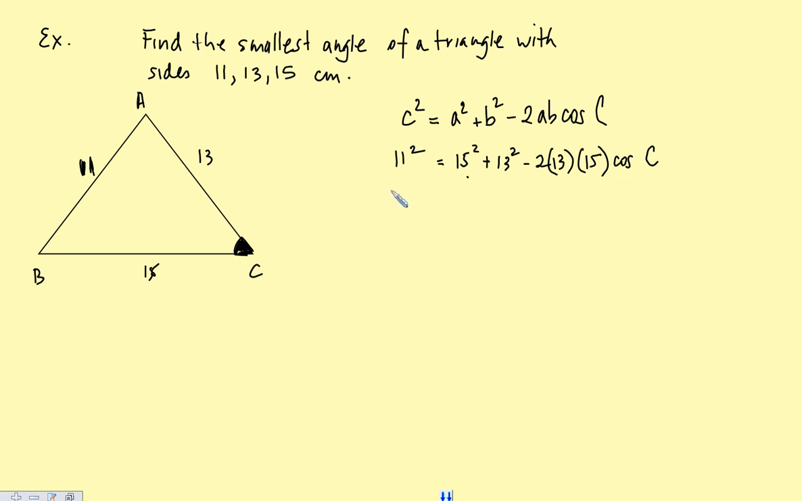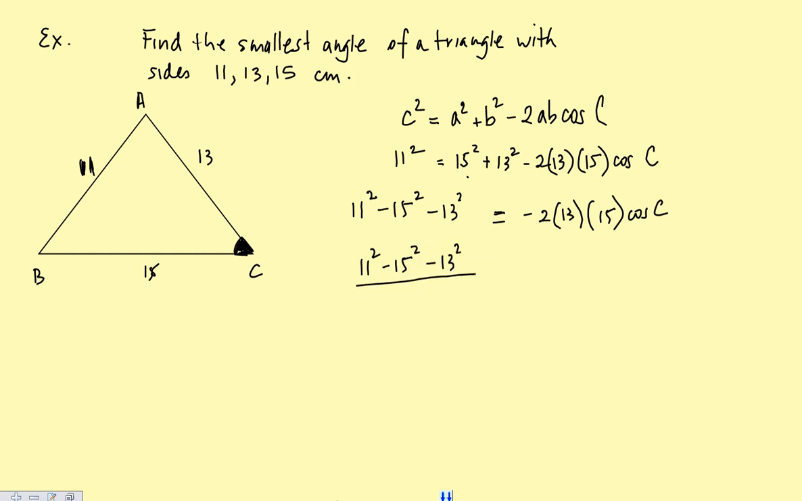So what I do now is I'm going to simplify this as much as possible. I'll do 11 squared minus 15 squared minus 13 squared, and that'll be equal to negative 2 times 13 times 15 times the cosine of C. And now all I'll do is say 11 squared minus 15 squared minus 13 squared, all divided by negative 2 times 13 times 15, is going to equal the cosine of C.